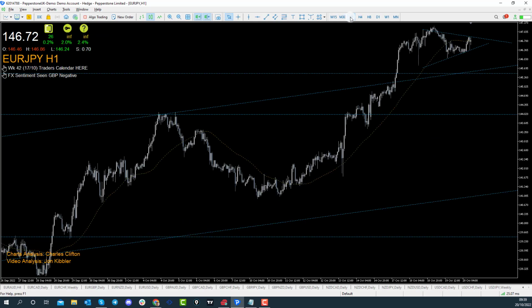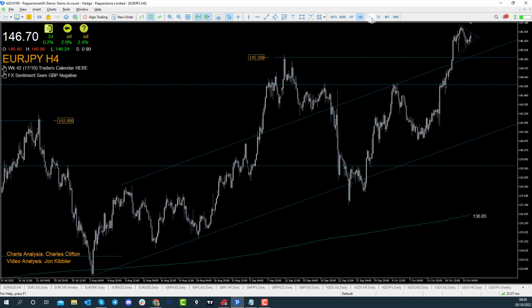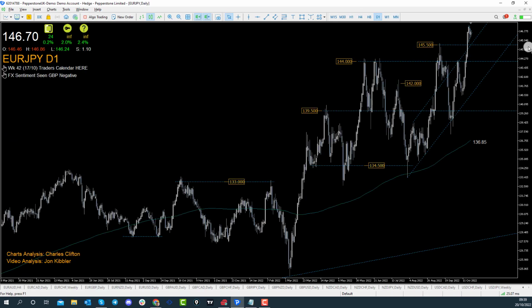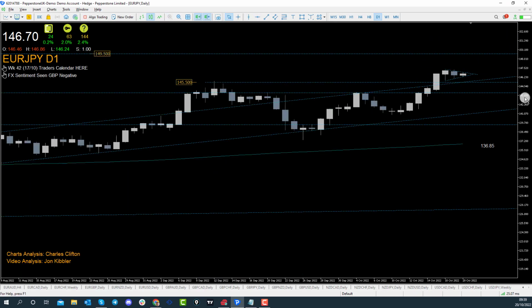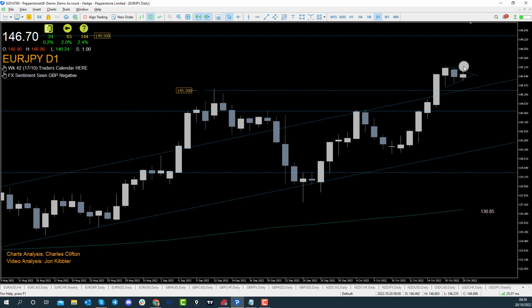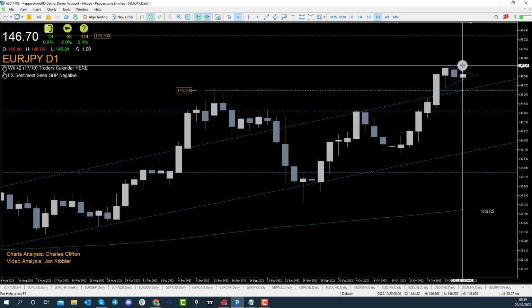If I just go to an hourly, you'll be able to see that in a little bit more detail. Whilst I just make it a little bit cleaner, you can see that we're in a little bit of a pattern there, which is a little bit clearer to see on the daily. So a break above the daily candle high here would be very interesting for further upside. A break above 147.30 could invite some more buyers into the market, and we've got a 200 pip run up to the next level of resistance.